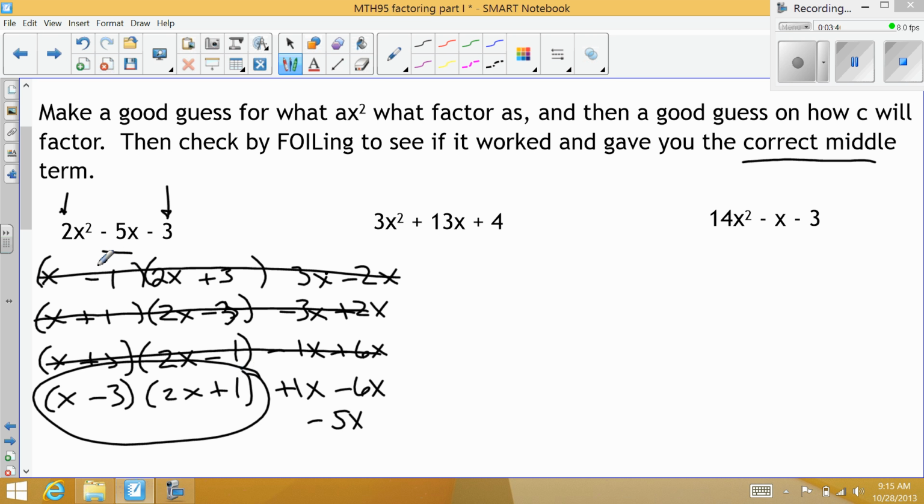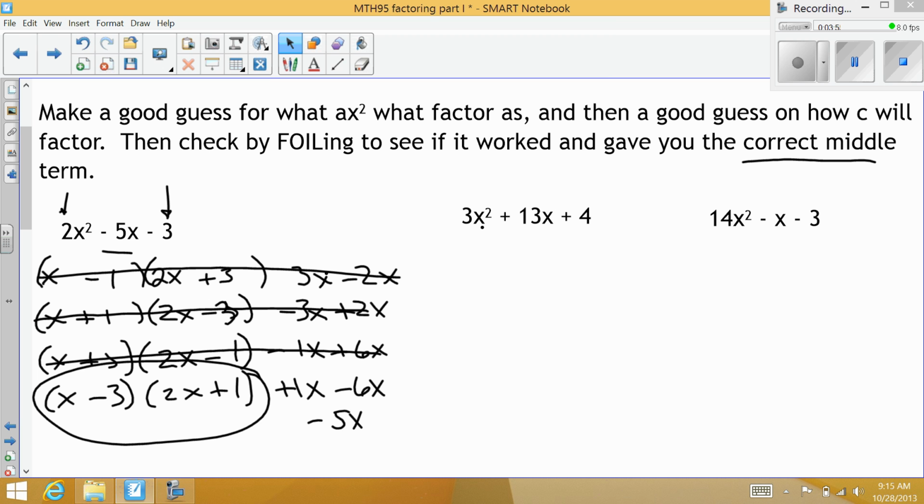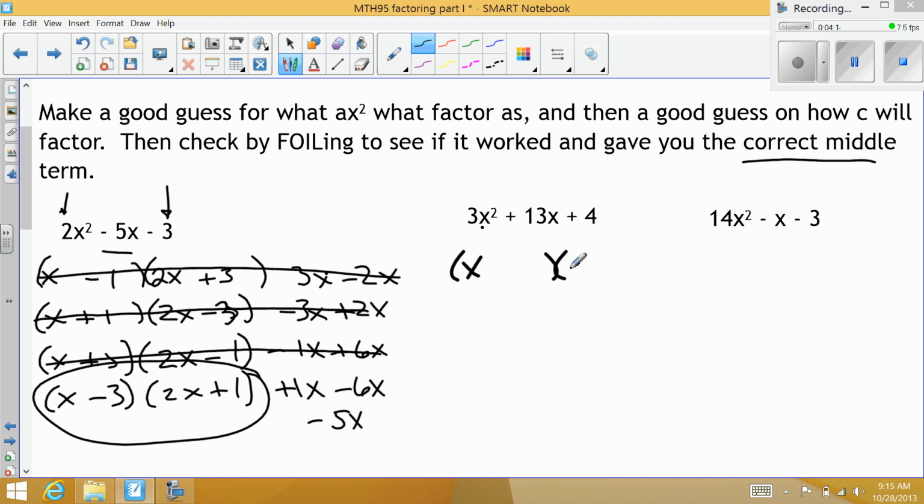Let's try another one. Okay, 3x squared and the 4. So I'm ignoring the middle term for now, focusing on my first term and my last term, the 4. So the ways I can break down the 3x squared might be x and 3x. The way I could break down 4 could either be 1 and 4 or 2 and 2. Everything is a plus here, so I'm pretty sure I'm going to have just pluses in my factorization.